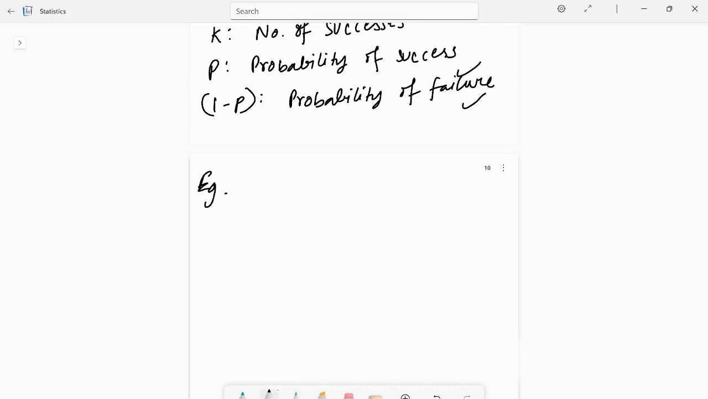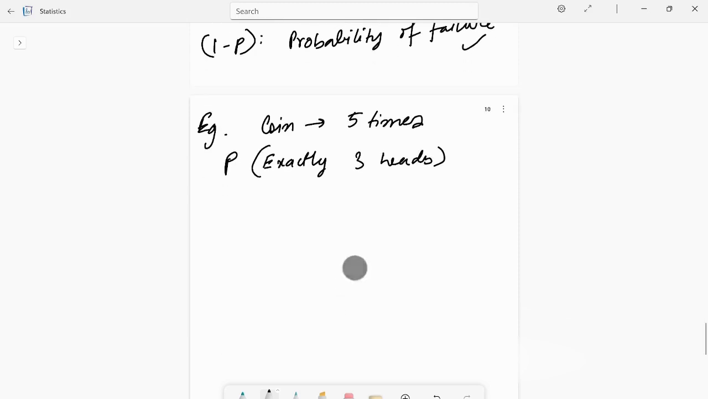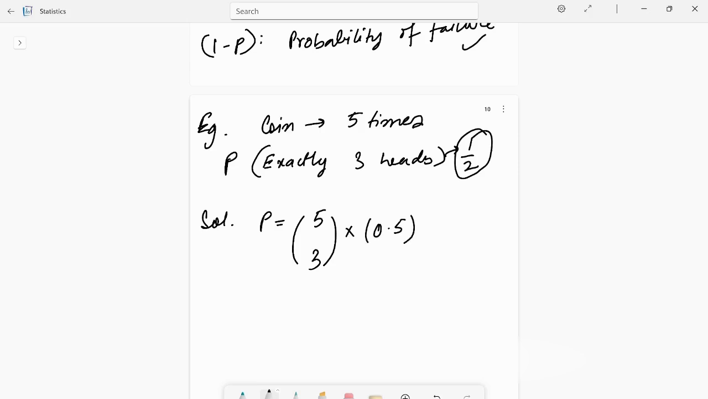But again, let's understand this formula with an example. Let's say a fair coin is tossed 5 times. Now we need to find the probability of getting exactly 3 heads. How should we do it? As per the formula, it should be combination of 5 and 3 times... What is the probability of getting a head when a fair coin is tossed? It is half. So we will write 0.5 to the power 3, because k is 3, the number of successes. And what is the probability of getting a tail? That is again half. So it will be 0.5 to the power 5 minus 3, which is 2.